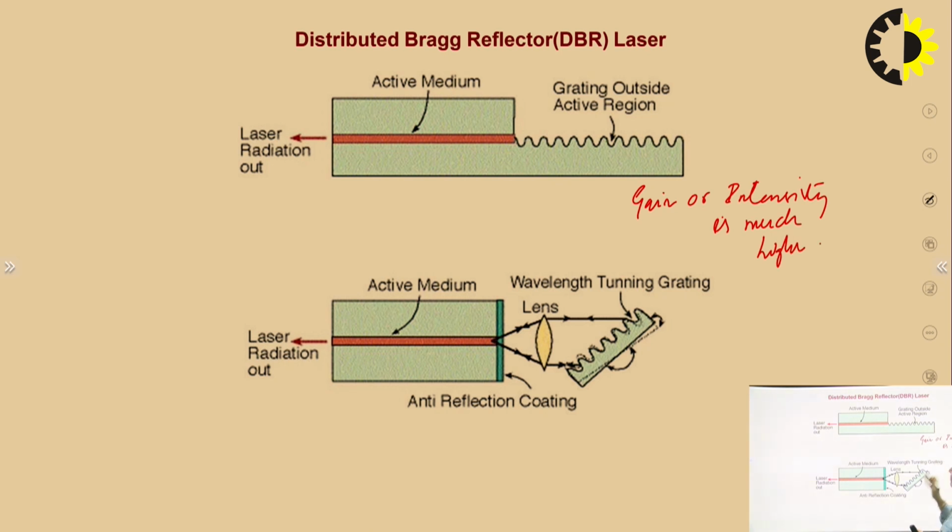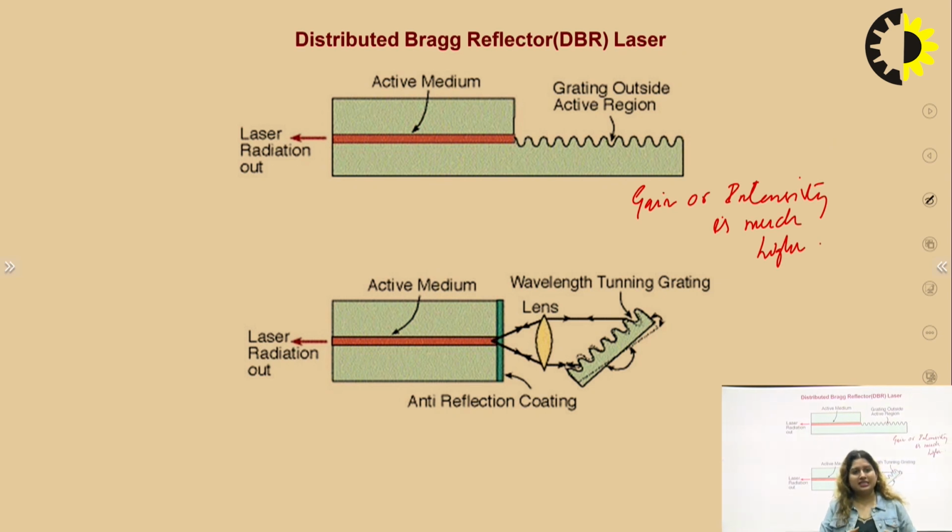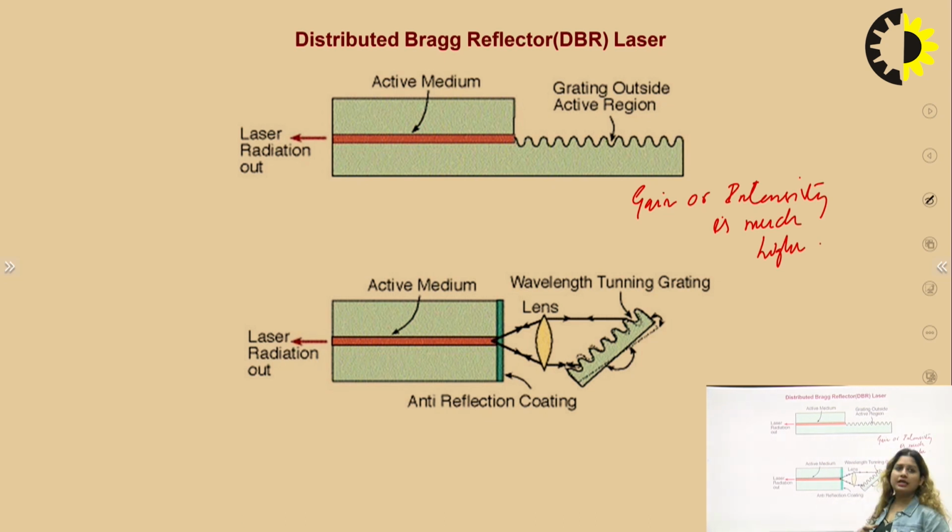So these types of arrangements we can use to make a laser much more intense, producing much more light as compared to the basic lasers. Basic lasers include the semiconductor injection laser, double heterojunction, and stripe geometry lasers, but distributed Bragg reflector and distributed feedback lasers will give you much more proper or efficient light as compared to the basic lasers.